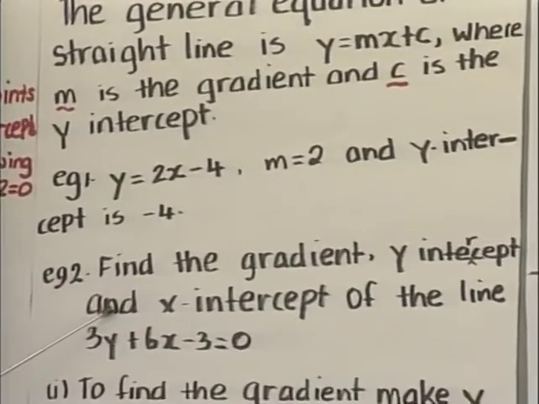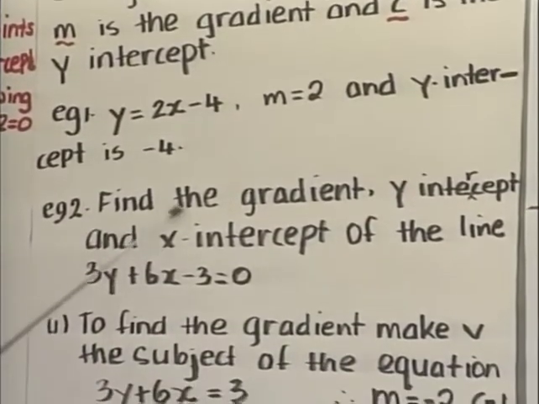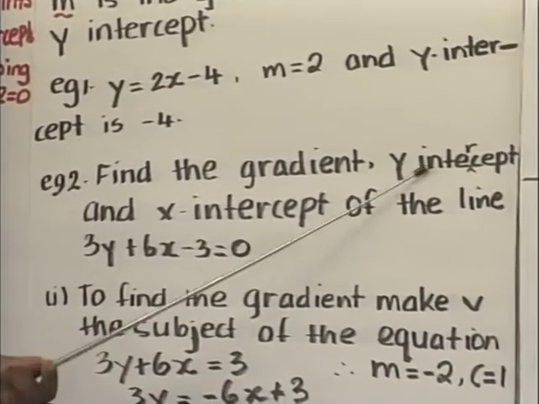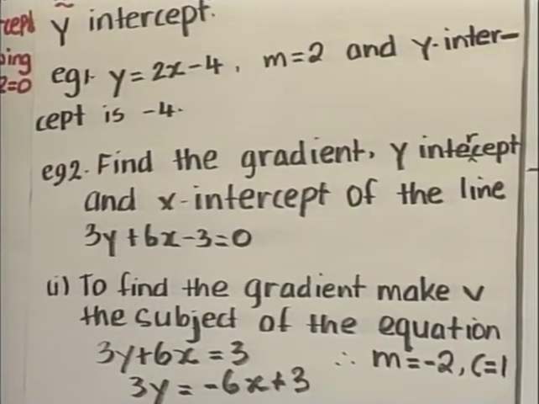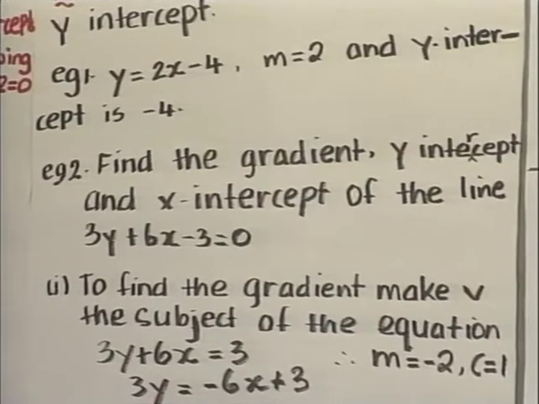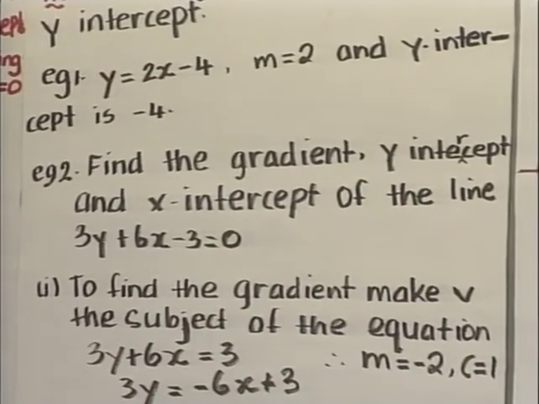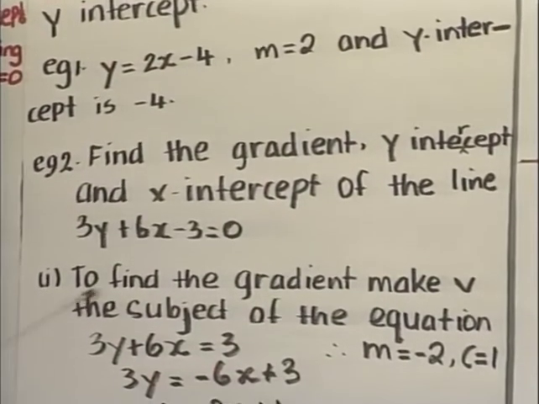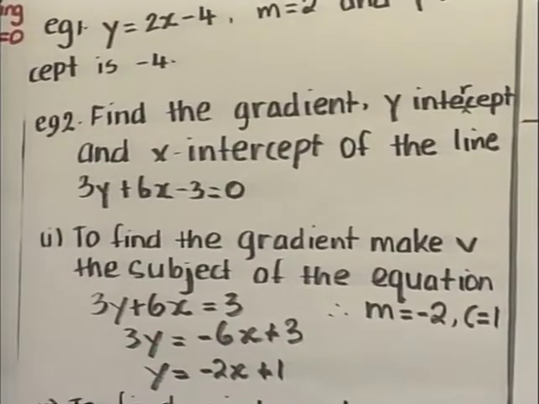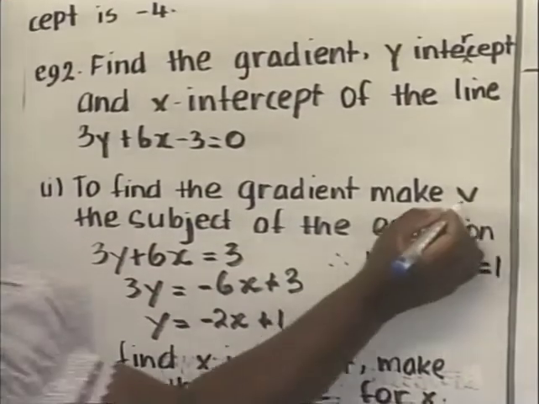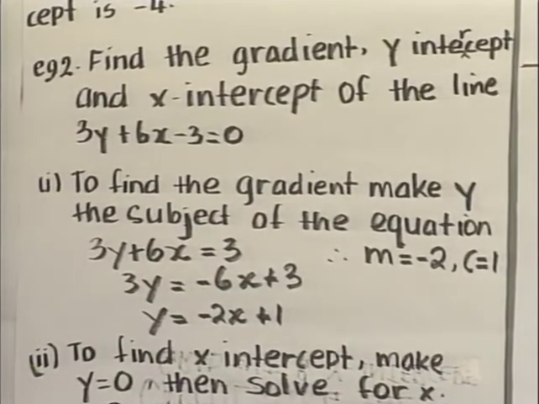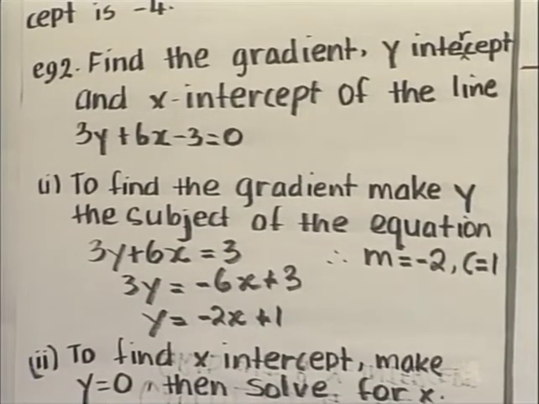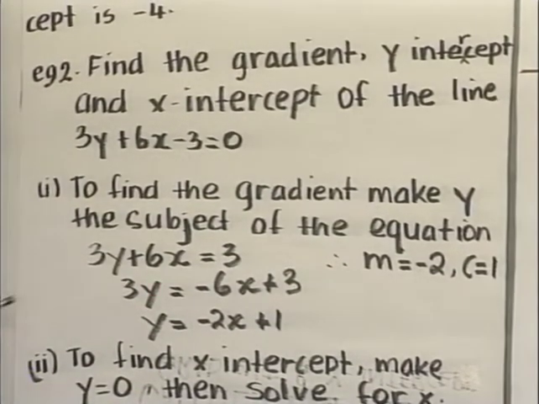Okay, example number 2. Find the gradient, the y-intercept, and the x-intercept of the line 3y plus 6x minus 3 equals 0. Okay, I have rearranged the equation of the line. Now, first, to find the gradient, you have to make y the subject of the equation. You all know how to do that from algebra, so that's what I've done.